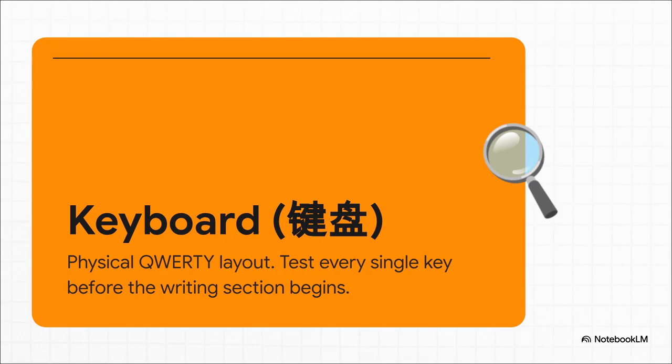Right in front of that monitor, you'll find your keyboard. Keyboard. The translation is noun, keyboard. In North America, you'll be using a standard physical QWERTY board. The big takeaway here? Your writing score relies entirely on your typing speed and accuracy. So, before that time-critical writing section even begins, take a quick second to test every single key. A sticky key can literally ruin your CLB 9 ambitions, so check it early.